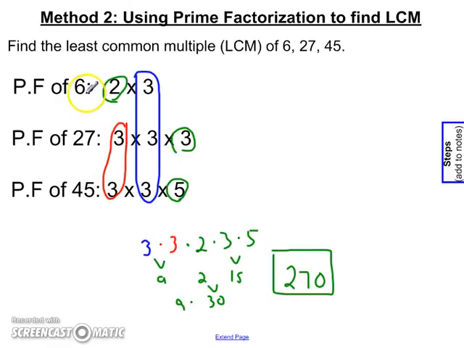Again, do you want to make a list of all of the multiples of 6 and then all of the multiples of 27 and all of the multiples of 45 until you happen to run into 270 somewhere down the road?